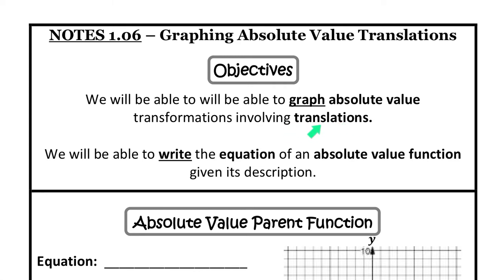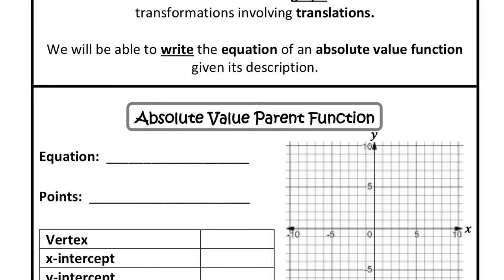In this case, we're going to be moving graphs, either to the left or the right, or up and down, or a combination, right? We can move something to the right and then up. So combinations of those four directions. And then we'll be able to write the equation of an absolute value function given its description. So we're going to practice two skills in these notes. All right, so let's go right in.